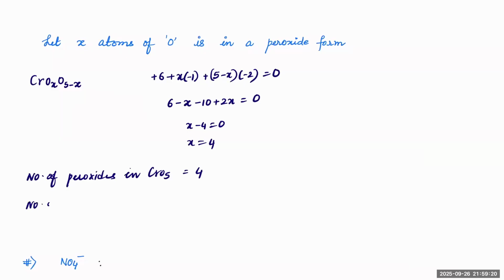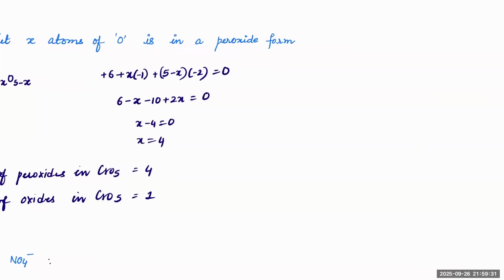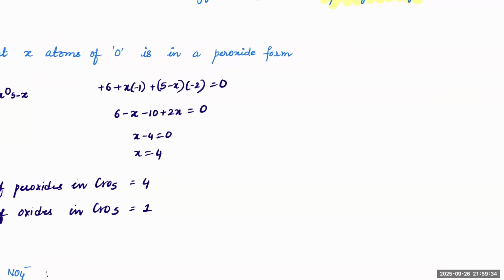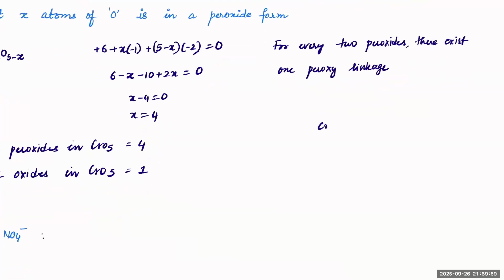Okay. And number of oxides in CrO5 would be equal to 1. There is only one oxide present. Now, every time there is a peroxide, two oxygens will make one linkage. For every two peroxides, there exists one peroxy linkage. Okay. That's how you can write the structure now.